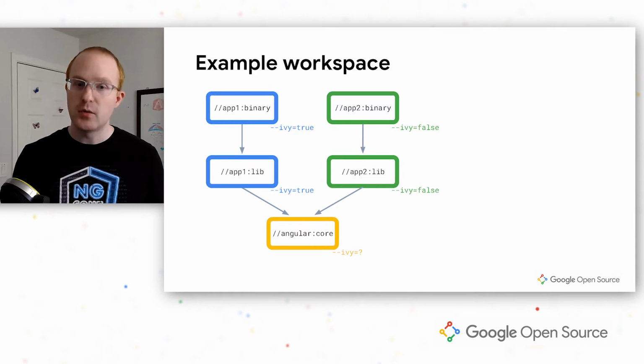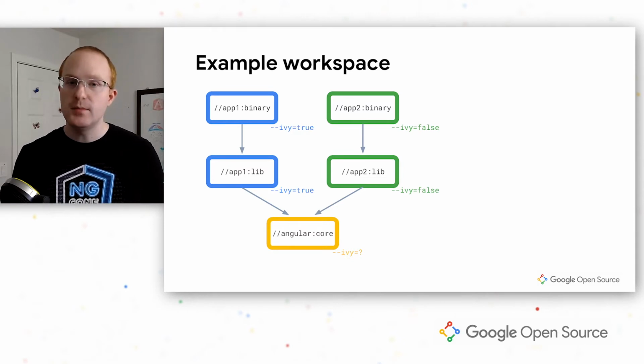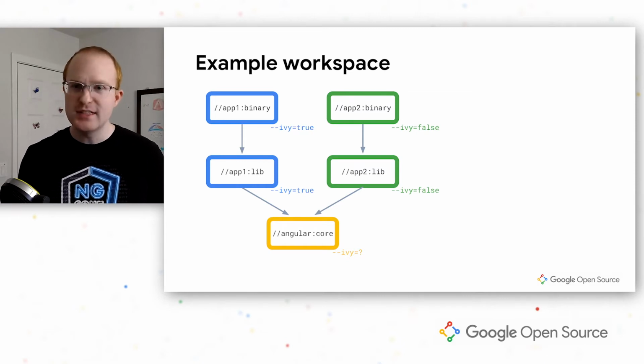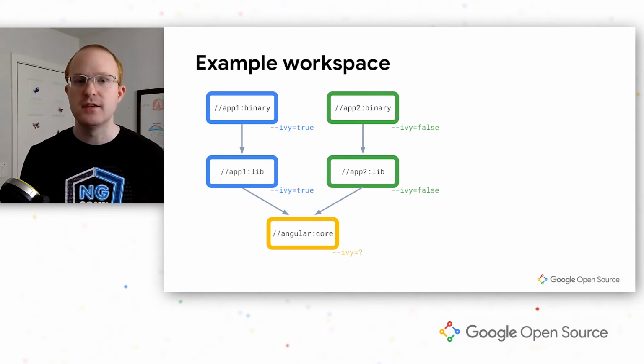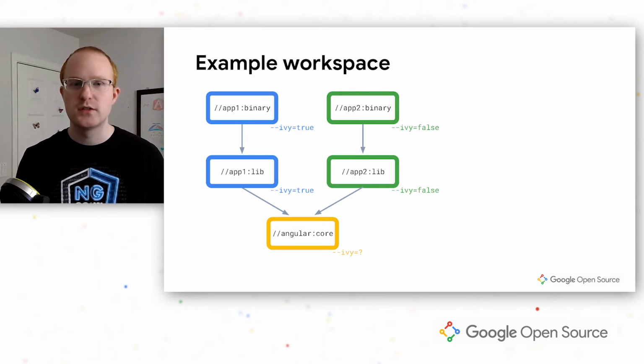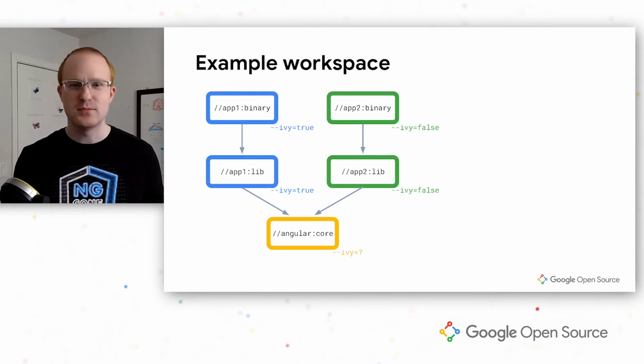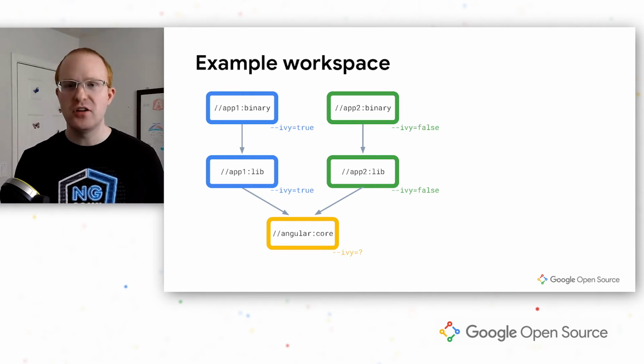This is that shared library requirement in action. A library can be used by multiple applications using different values for Ivy, and the library needs to somehow be compatible with both of these. But that's just not how the compilation works. What we really need are two different builds of Angular Core, one that uses Ivy and one that doesn't. There are a few ways you can sort of make this work. You could split Angular Core into two targets via some kind of clever macro and make sure that all of these applications depend on the correct version.